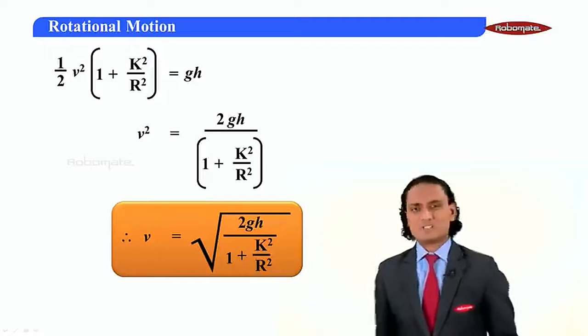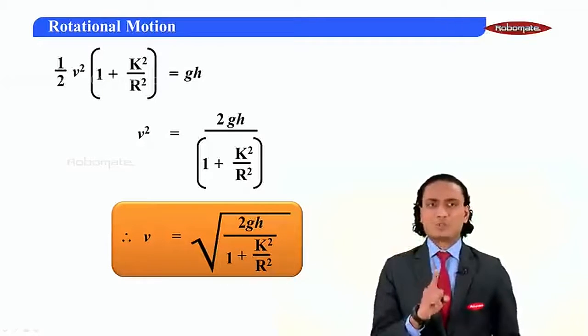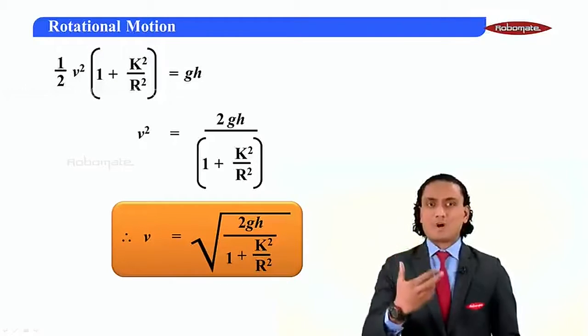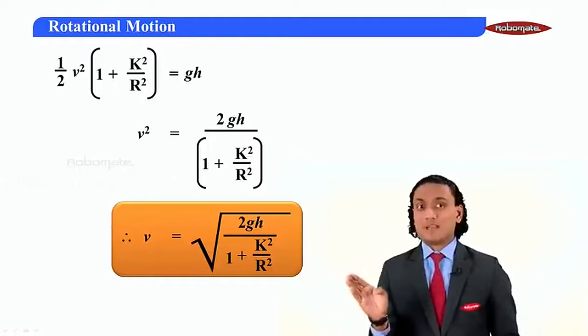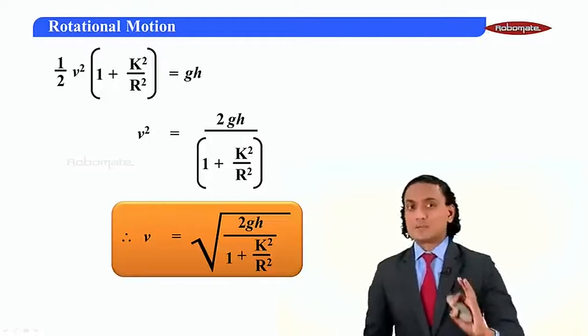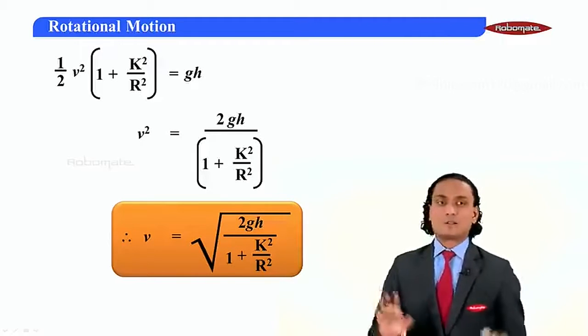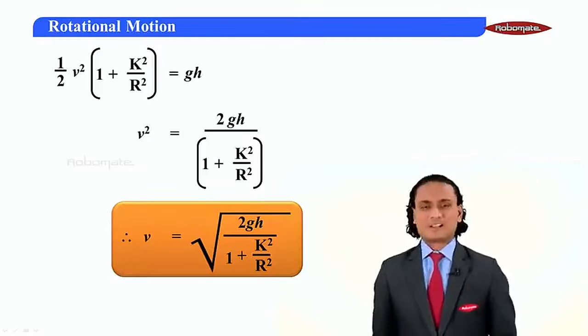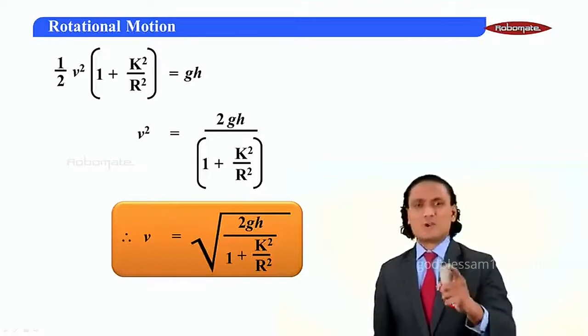Is that clear, students? Very simple. I used the law of conservation of energy. I got this main formula: loss in gravitational potential energy is equal to gain in rolling kinetic energy. Then I substituted all the formulas and I got the expression for linear velocity. Is that clear? Very simple, students. I'm very sure you can do it.